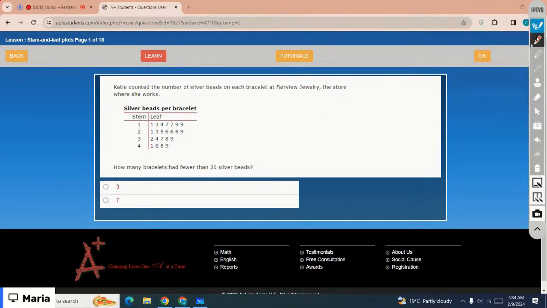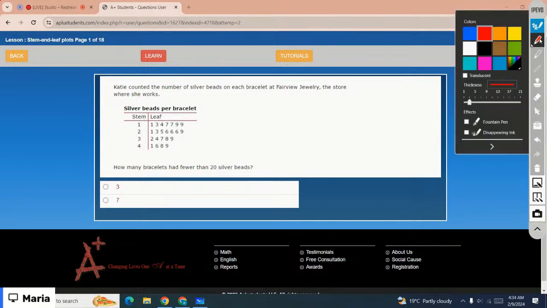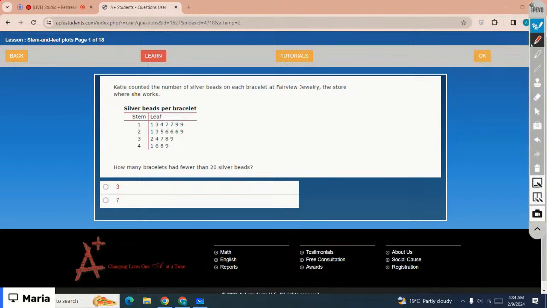Okay, leave this. If you just look at the stem 1, you have one, two, three, four, five, six, seven, 7 options. If you look at the stem 2, you have 2 and 1, that means 21. 21 is greater than 20. So you have at least 7 bracelets that have fewer than 20 beads.